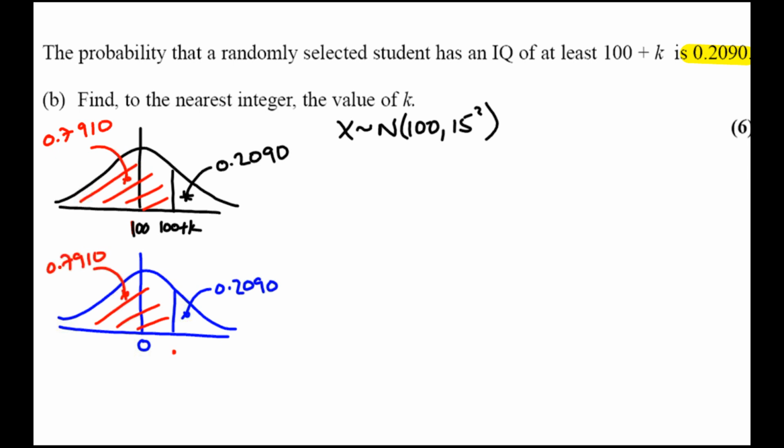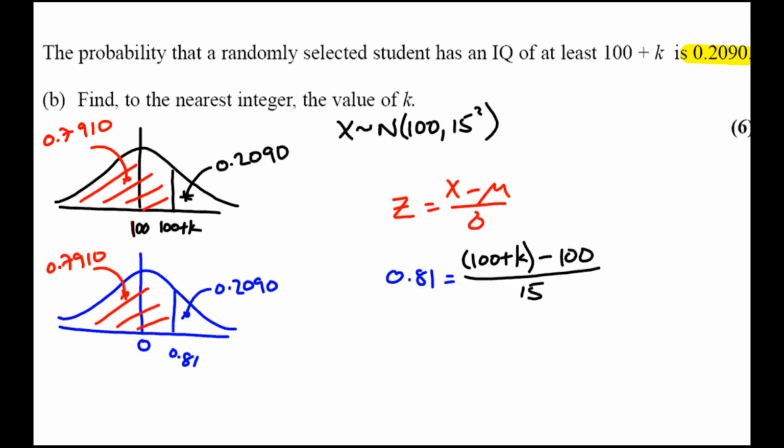So looking at the tables, the Z-score that has 0.7910 below it is 0.81. Okay, so standardizing is going to link 100 plus K and 0.81. So let's go to that standardization formula. So it's going to link the real world value of 100 plus K with the Z-score 0.81. So let's put in the Z-score. I can put X in as 100 plus K minus the mean of 100 all over 15. And then I just need to rearrange to solve from here. All right, so some quick rearranging. The hundreds cancel out, multiplied by the 15.